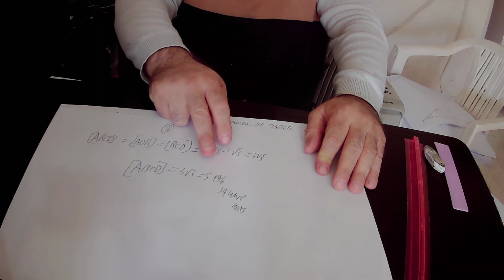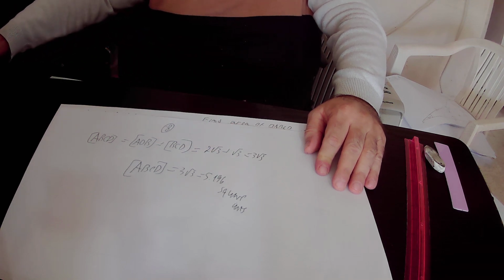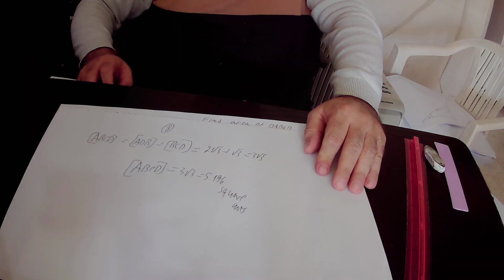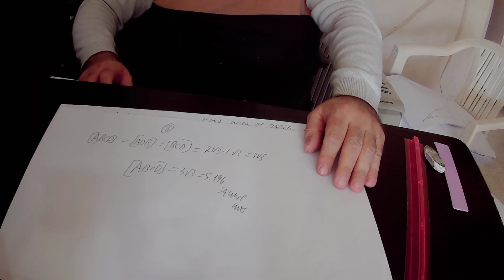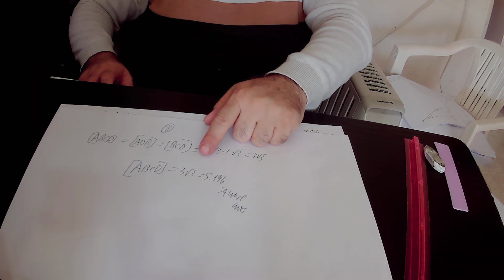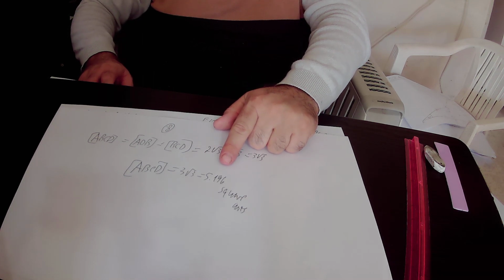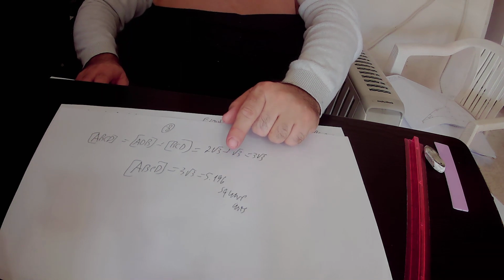5.196 square units. Okay, so we found with both methods that the area of quadrilateral ABCD equals either 3 times square root of 3 square units, or in terms of numbers, 5.196 square units. Okay, thank you very much.